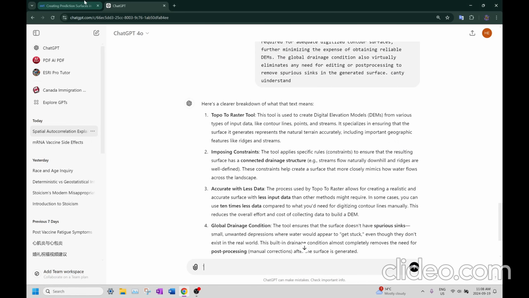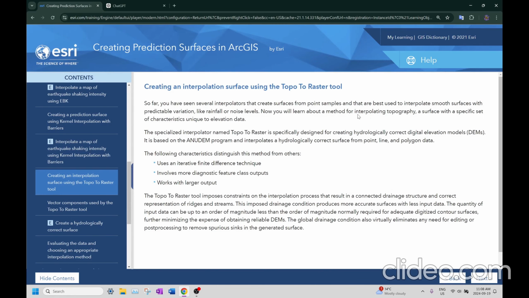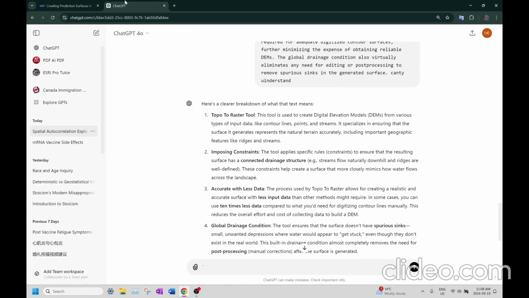And now we're moving to the Topo to Raster tool. This one is for interpolating topography, and it can create surfaces from various types of data: contour lines, points, and streams. It can make sure the generated surface represents the natural terrain accurately, and you can impose constraints that make sure the drainage structure is enforced, streams flow naturally downhill, and ridges are well defined. The surface you create mimics how water flows across the landscape, and it requires less input data.